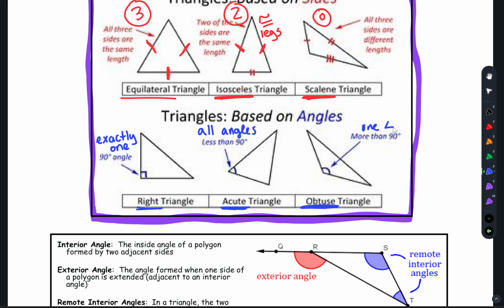Questions on that? So two classifications, you usually use one of each. So you could say, I have an isosceles obtuse triangle, and that would be one name of a triangle.